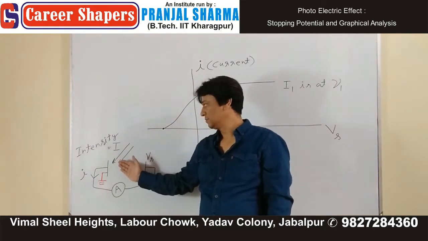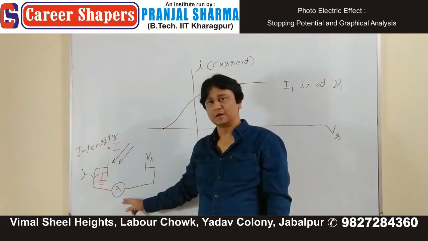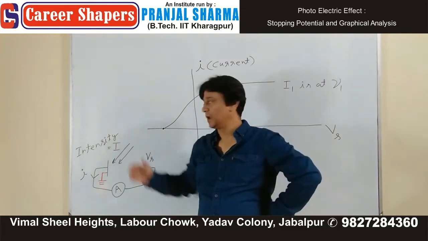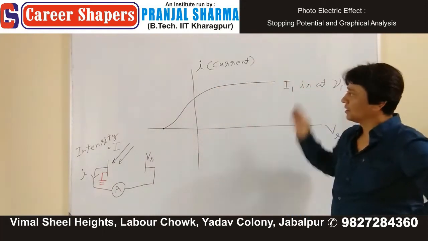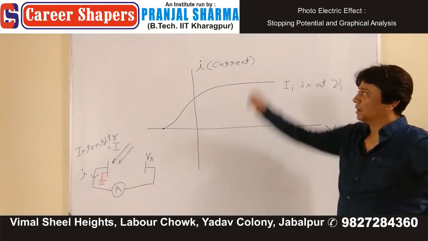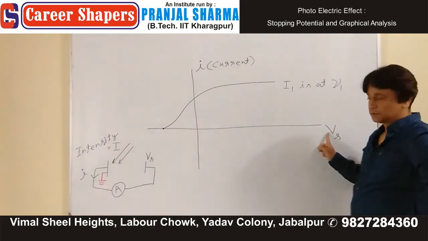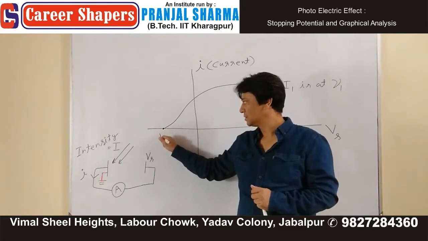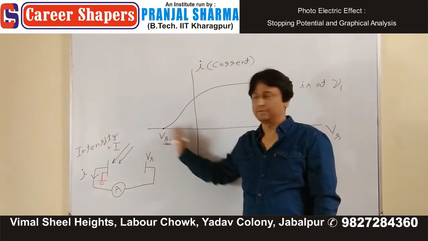Green light is coming. You measure current through the emitter and then you increase the intensity of the green light. That means you are increasing the number of green photons. So that's how the graph looks. What is the graph? At this particular value, let's call it Vs1. You can see that Vs1 is automatically negative, this side.